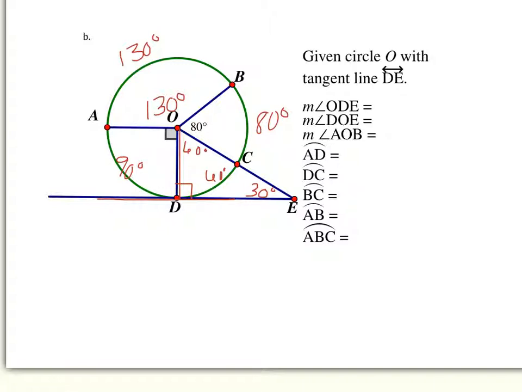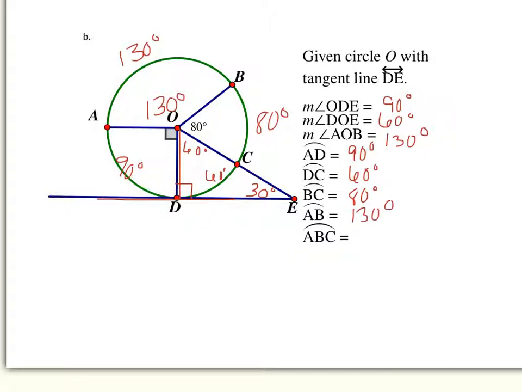So ODE, we found to be 90 degrees. We found DOE to be 60. We found AOB to be 130. We found arc AD to be 90. Arc DC is 60. Arc BC is 80. Arc AB is 130.